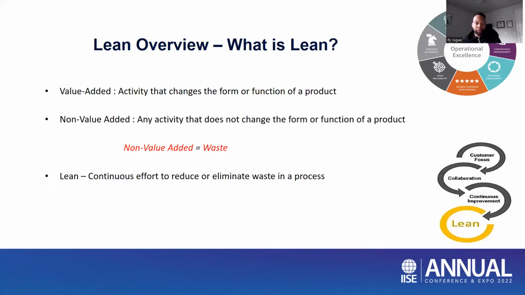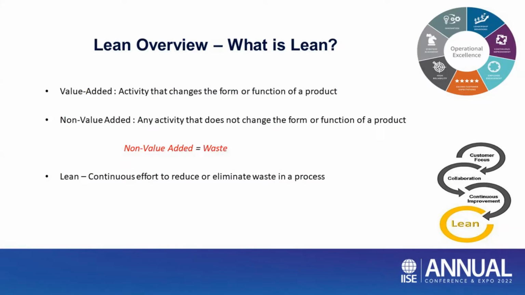So lean overview. What is lean? Usually in a process, you have what is value added and non-value added. Value added activities are usually activities that change the form of the product, and non-value added activities don't necessarily add any sort of form or function to the product. So anything that's non-value added in a process is known as waste. And the entire purpose of lean is to try to eliminate or reduce this waste that you would find in the process.